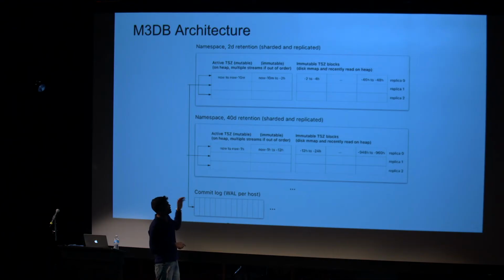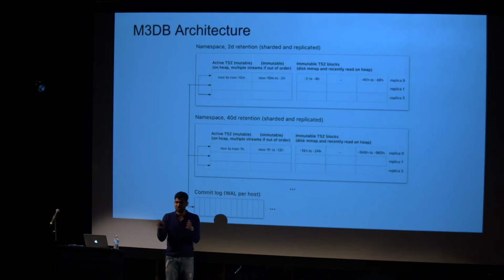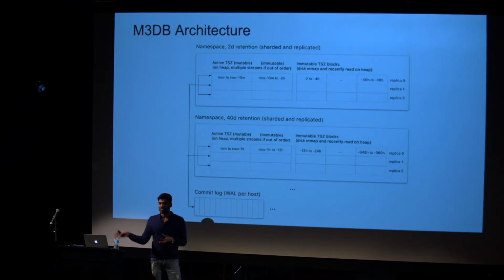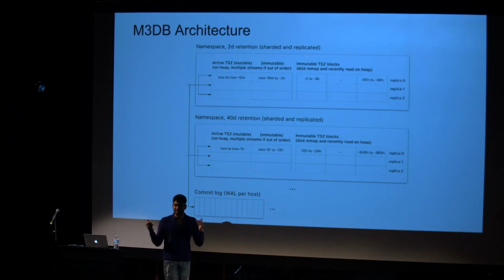Imagine a write comes in. We write to an in-memory TSZ or M3TSZ encoder. This is basically a streaming encoder akin to what we were talking about earlier, the TSZ thing. And these are mutable. Once we know that they're done, we mark them sealed, compress them, and then write them out to disk. We call these file set files, akin to database snapshot files, if you will.